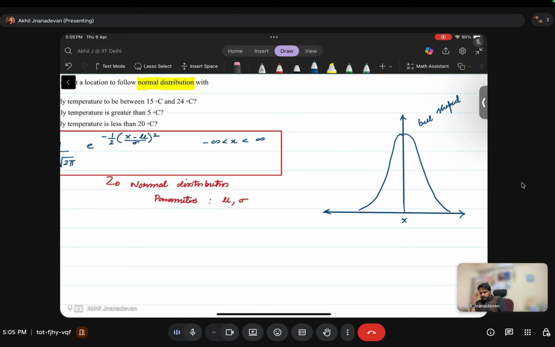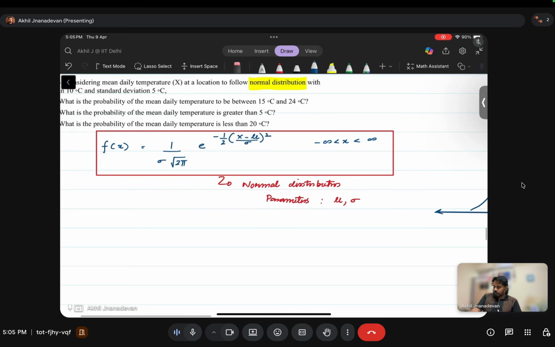And this is our x, and this is our f of x, or our PDF. So this is what a normal distribution looks like. Being a complicated equation, we need to solve this for each of the x values. So that's why we have something called the standard normal distribution.